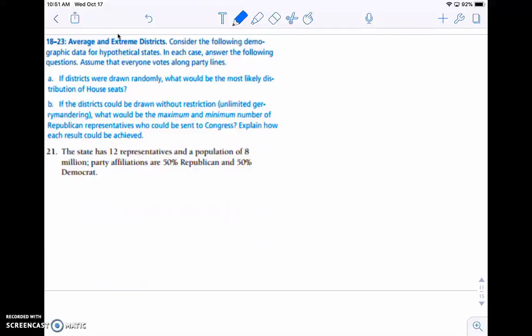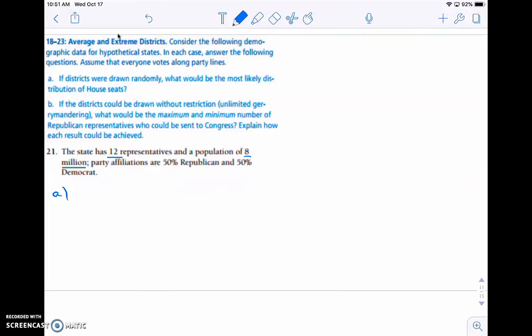So this next question, we're going to consider the following demographic data for a hypothetical state. In each case, we're going to answer the question. Assume that everyone votes on party lines. So if they're a Democrat, they vote Democrat. If they're a Republican, they vote Republican. So part A here. We've got 12 representatives for this particular state, a population of 8 million, and it's split right down the middle, 50-50, Republicans versus Democrats.